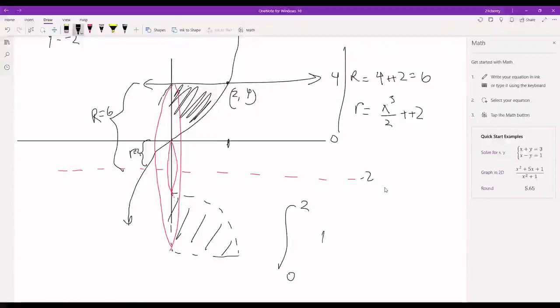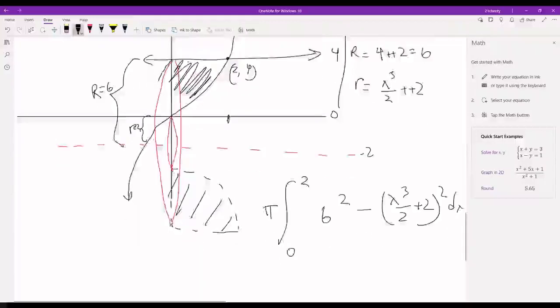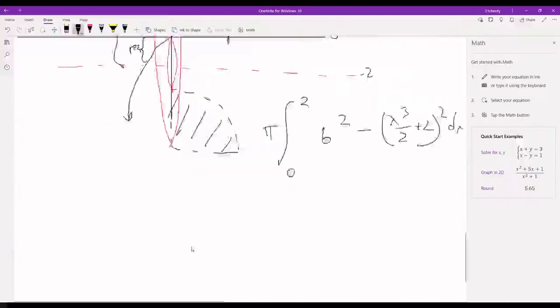So 0 to 2 of big R squared minus small r squared times pi and dx. So that was the first half of number 1. There's 2 more, but it's the same concept, so I'll just skip those.